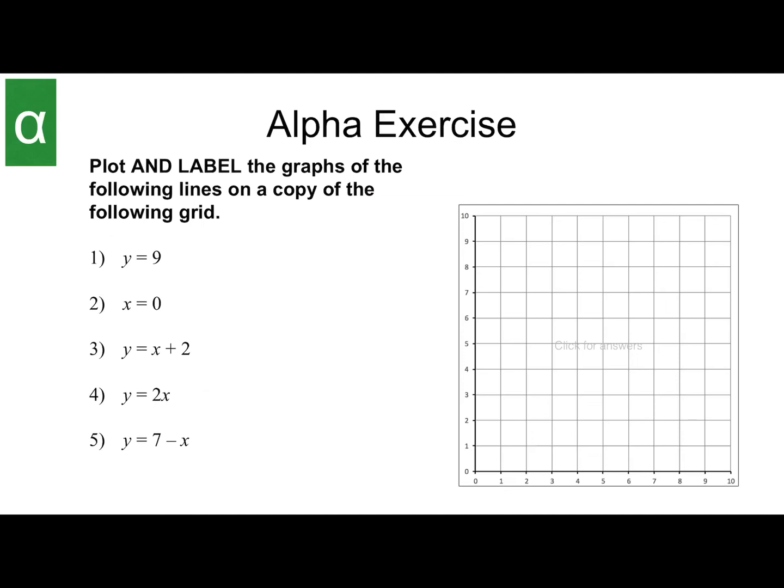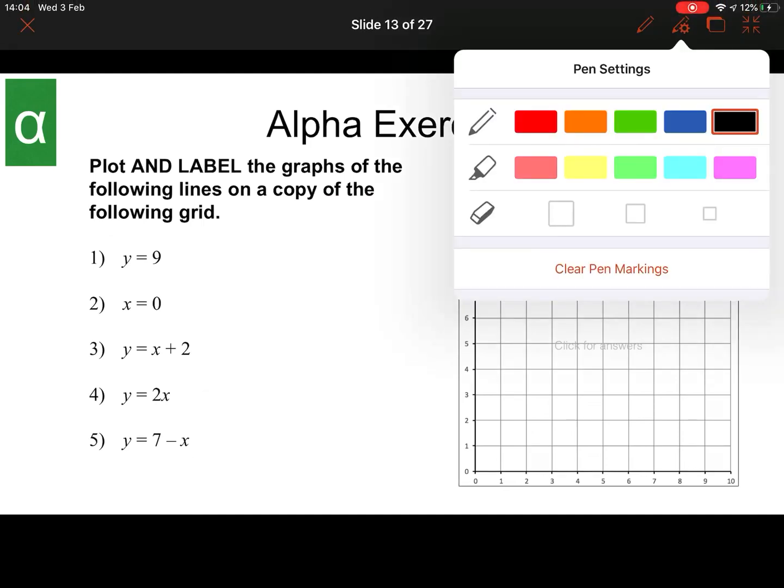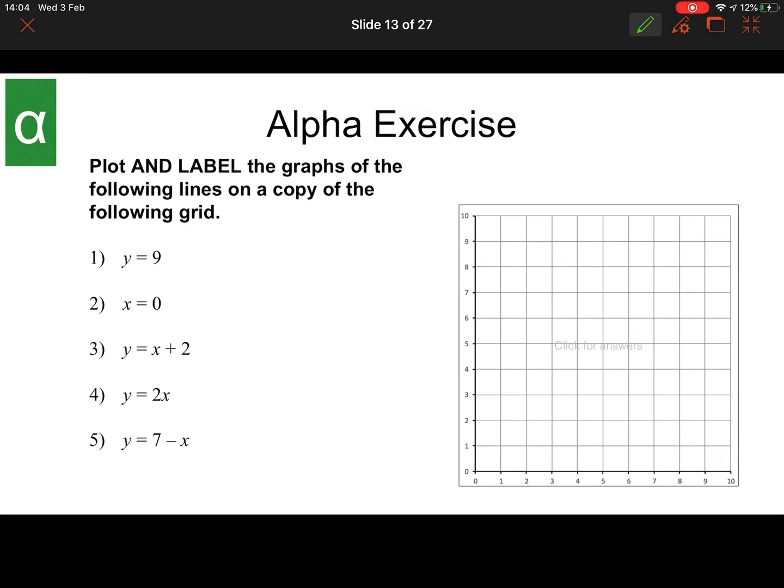Right, okay. Here are some for you to practice. So can you please draw them in your book and have a practice. Okay, here are the answers. y equals 9 is a horizontal line. Let's label that, y equals 9. x equals 0 is here. It's actually the y-axis.